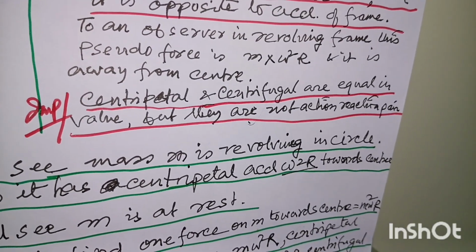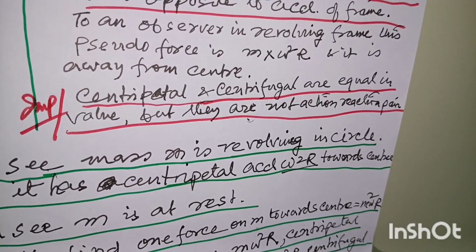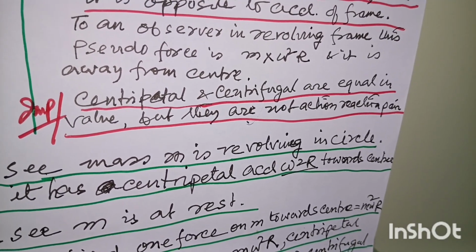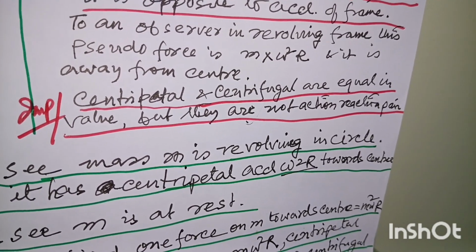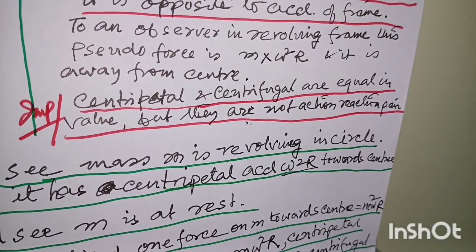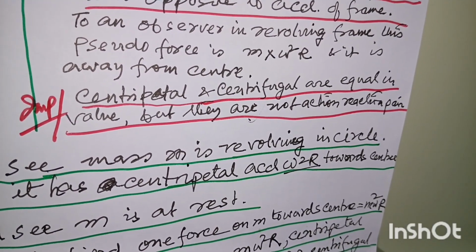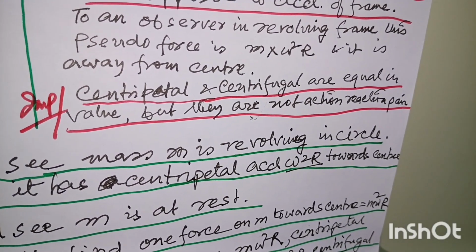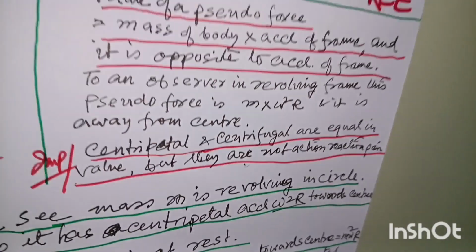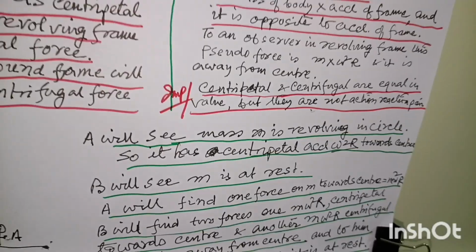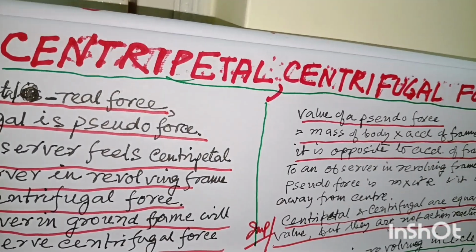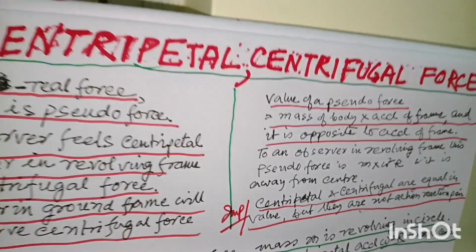So you understand that centripetal and centrifugal force are equal in value, but they are not an action-reaction pair, because in the ground frame centrifugal has no existence at all. In the revolving frame it may appear to be an action-reaction pair, but even then one is real and one is pseudo. I hope you have understood this. This is all about centripetal and centrifugal force.